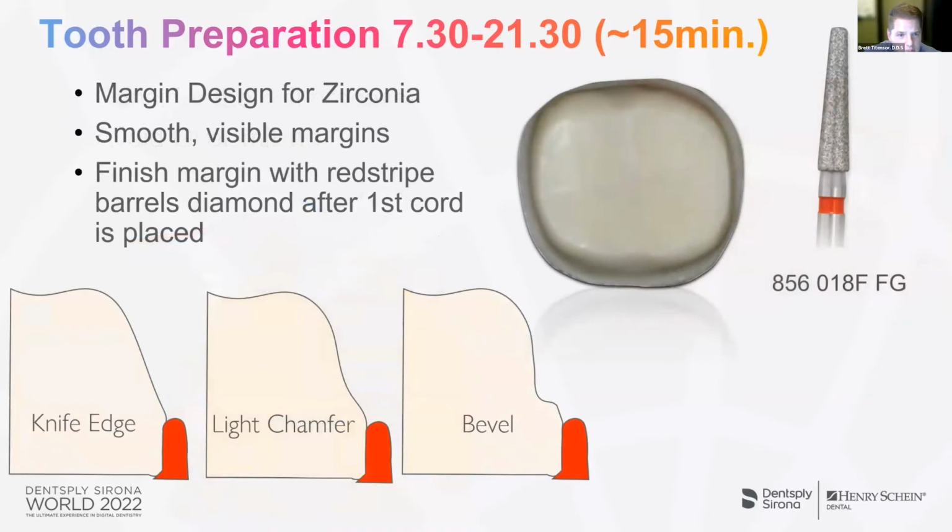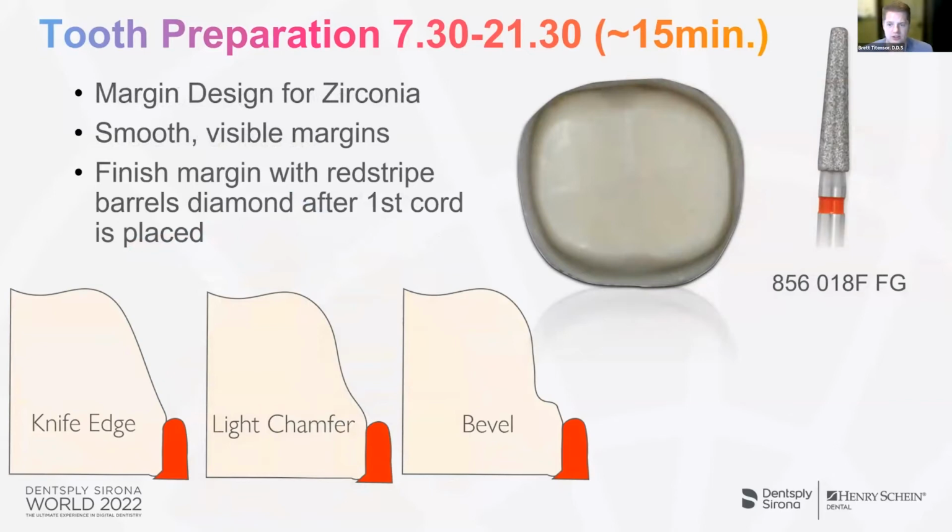As far as your margin design, what's really nice with zirconia, once it's sintered, it is so strong. You can even have a knife edge margin with zirconia once sintered, but that's the key, is during the milling process, that block, if anybody's felt that, it's pretty soft, pretty chalky. A knife edge margin has a really high chance of chipping during the mill process.